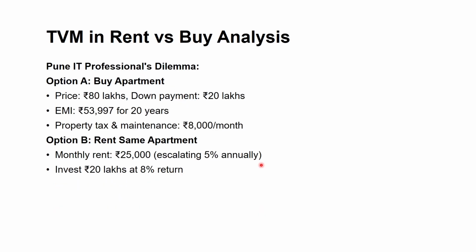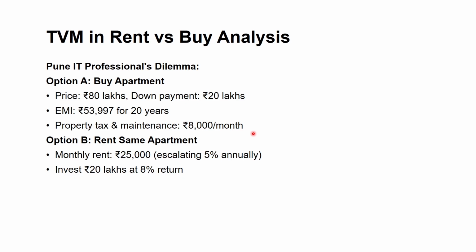Then we move on to TVM, the rent or buy analysis. So, here is one of the most common applications of TVM, rent versus buy. We can see, considering the example of a Pune IT professional with an 80 lakh apartment, that is the option right now. Buying requires a 20 lakh down payment and around 53,000 monthly EMI, plus we have 8,000 property tax and maintenance.